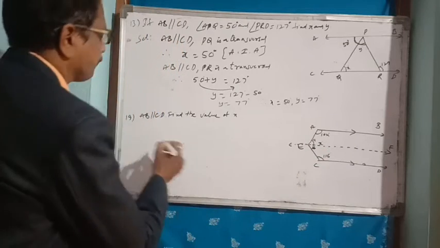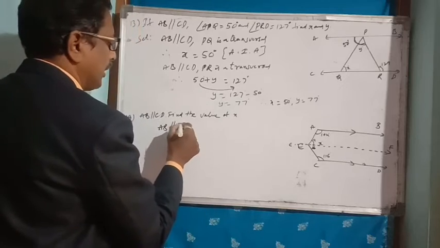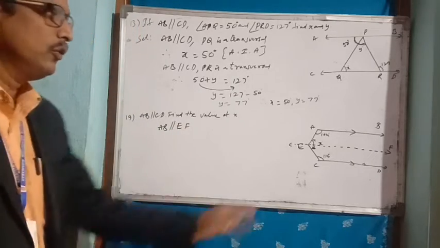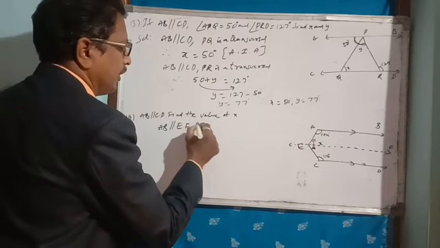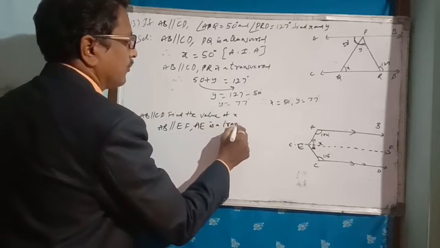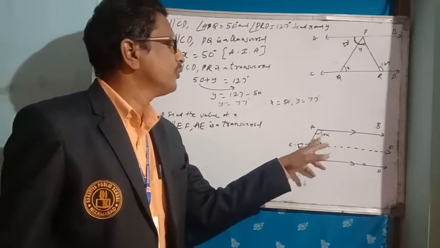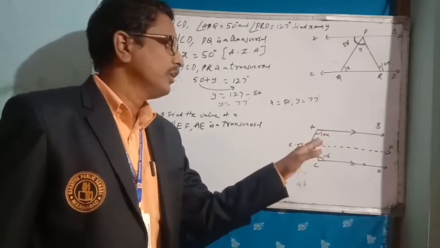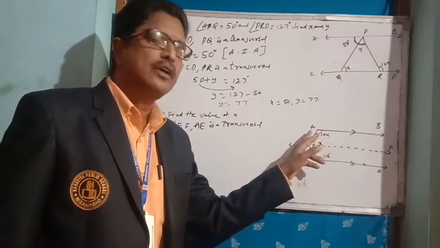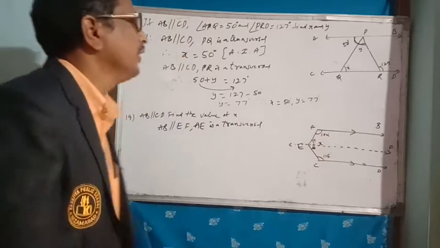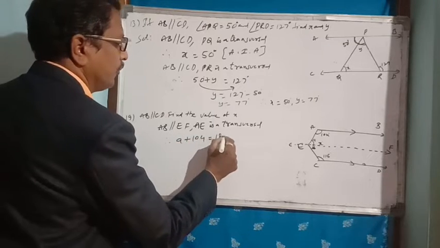Now, here, AB is parallel to EF. Then AE is a transversal. Then here see these two angles, the sum of these two angles is 180. Why? Co-interior angles. Interior angles on the same side of the transversal equal 180. Therefore, here A plus 104 is equal to 180.